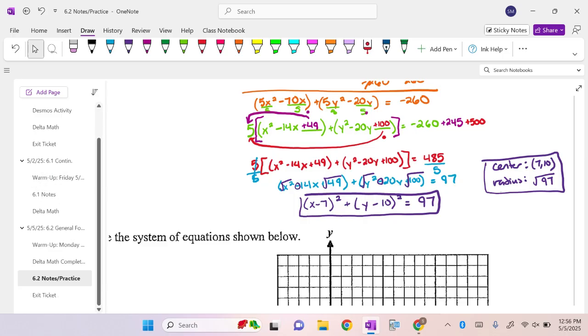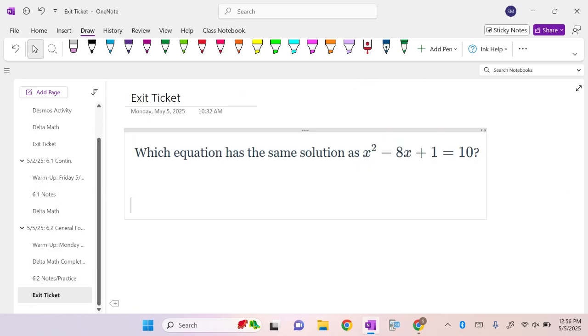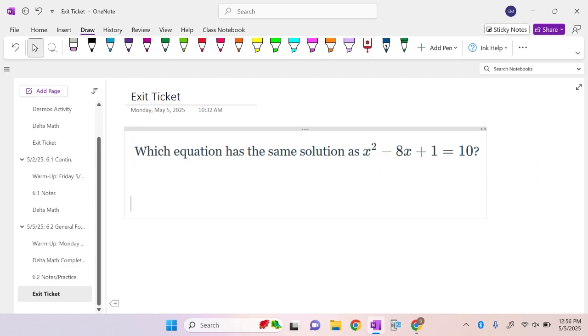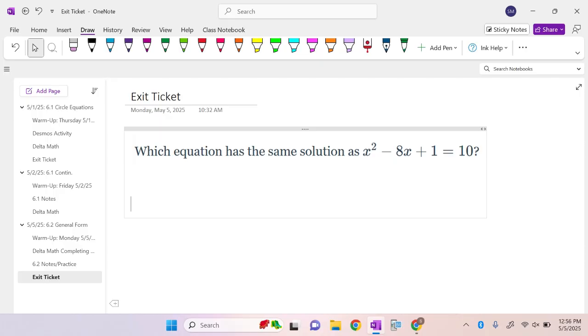So I'm gonna go ahead and post your exit ticket. It's pretty quick. I just need you to complete this square. And you don't have to do it twice, just a singular one. So all you're doing is just completing that square. It's just a singular one.